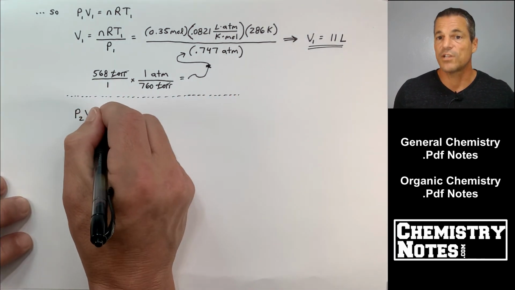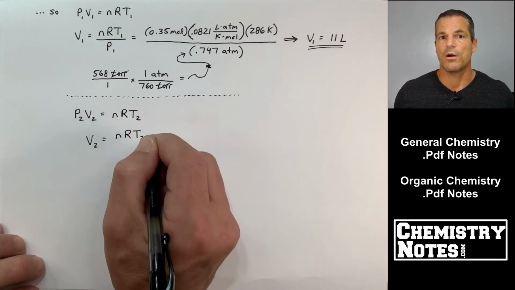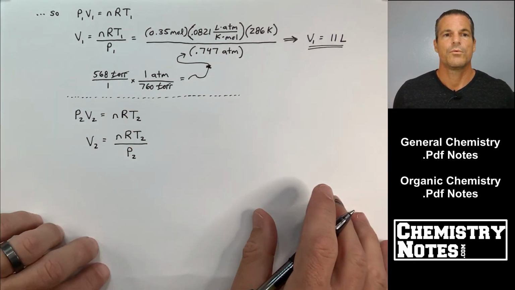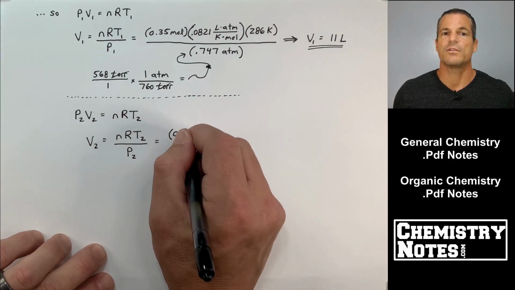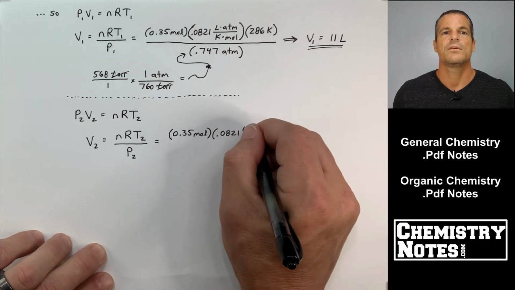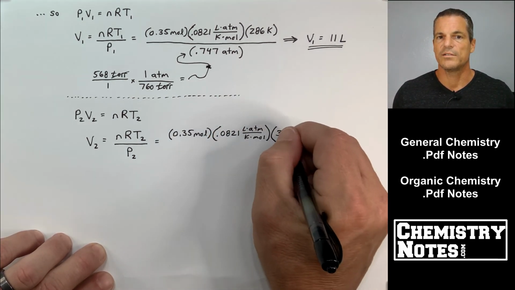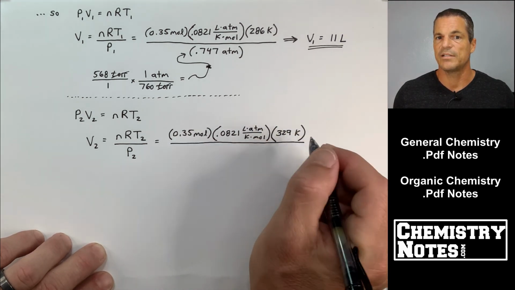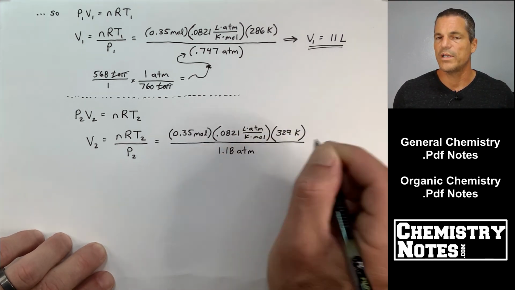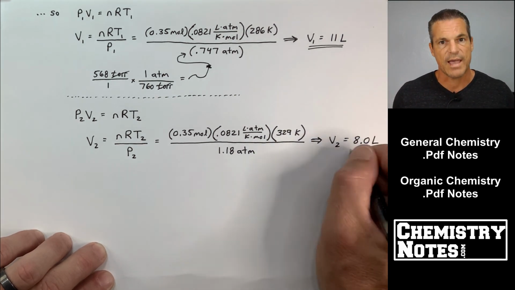All right, let's solve for V2 the exact same way. P2V2 equals nRT2. So rearrange, V2 equals nRT2 divided by P2. Plug in all my values. You see the moles is 0.35 again. 0.0821 is R. 329 is my temperature. And that 1.18 ATM is my P2 converted to atmospheres.